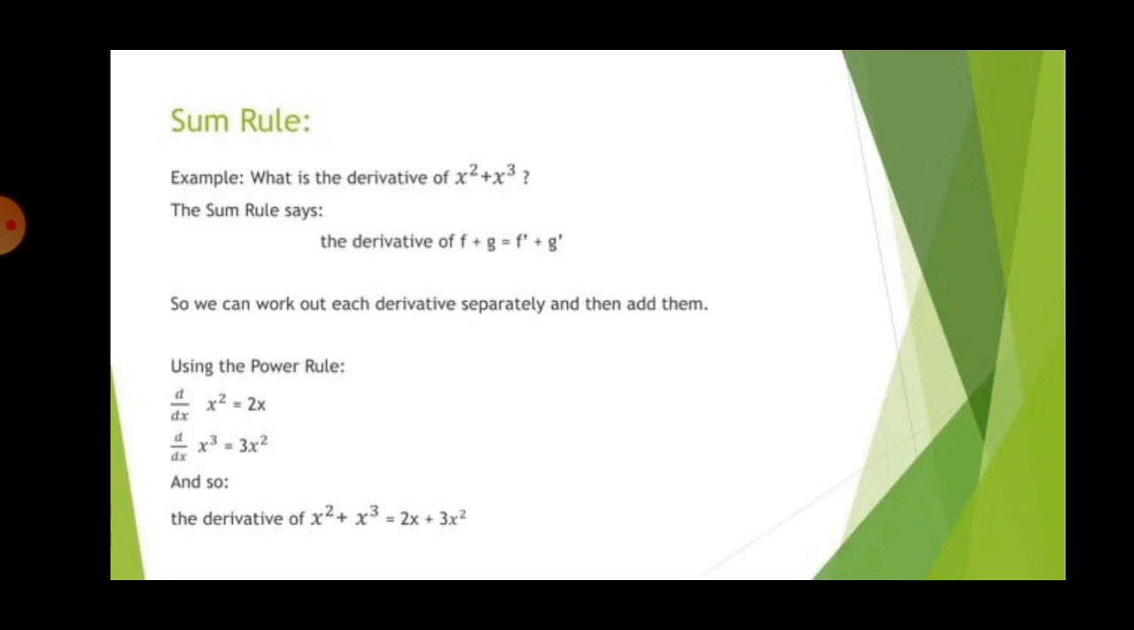Sum rule. Example: What is the derivative of x squared plus x cubed? The sum rule says the derivative of f plus g is equal to f prime plus g prime. So we can work out each derivative separately and then add them. Using the power rule, d all over dx of x squared is equal to 2x. And d all over dx of x cubed is equal to 3x squared. And so the derivative of x squared plus x cubed is 2x plus 3x squared.